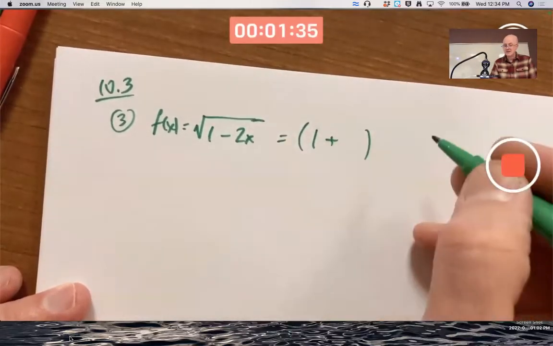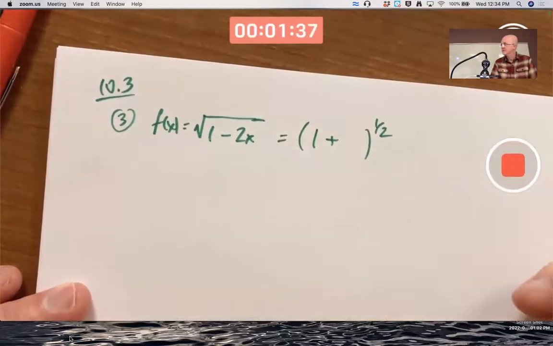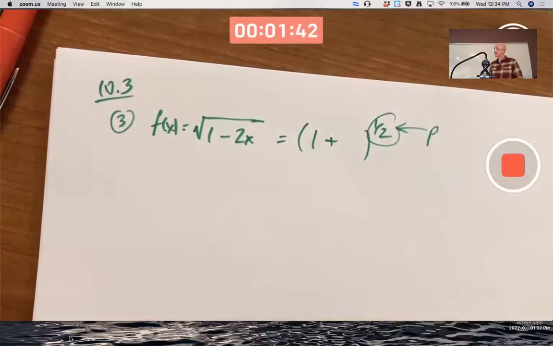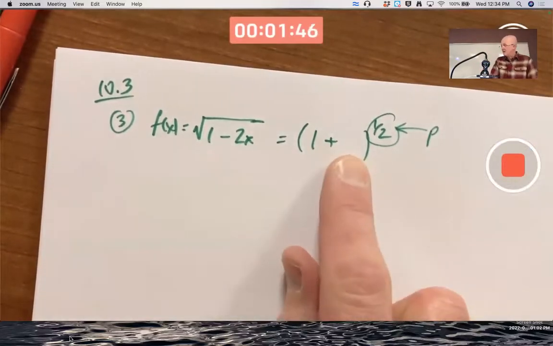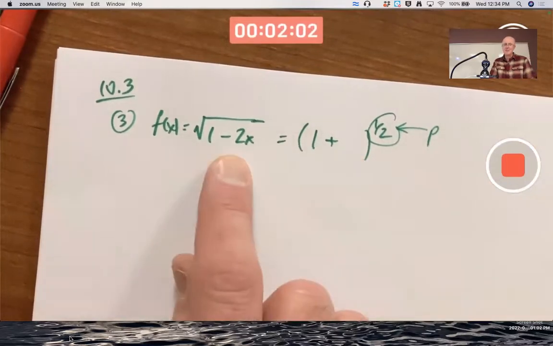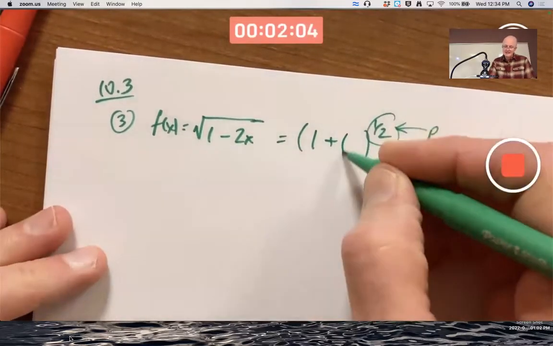And that can be certainly done here. P is 1/2. That would be the P for a binomial series. What will play the role that X did in the binomial series formula? It's not X itself. What will play the role of X here? Go ahead. Negative 2x. Think of 1 minus 2x as 1 plus negative 2x.